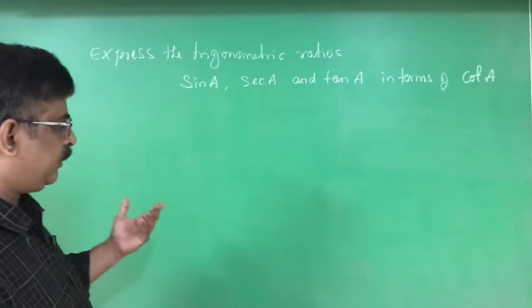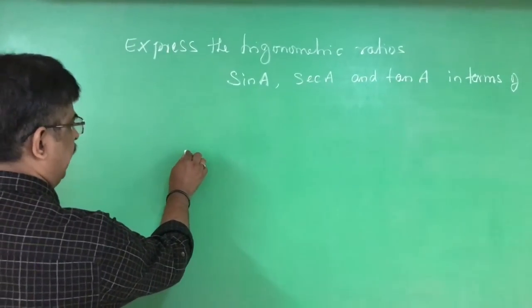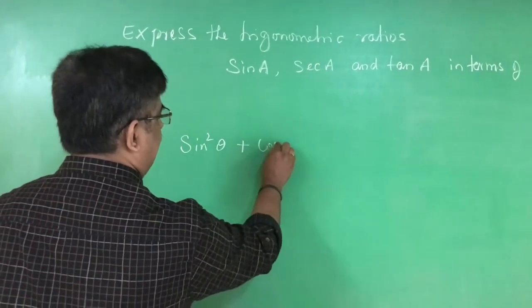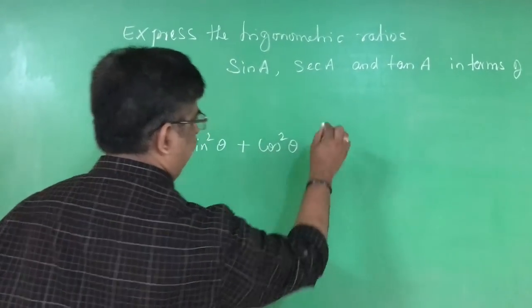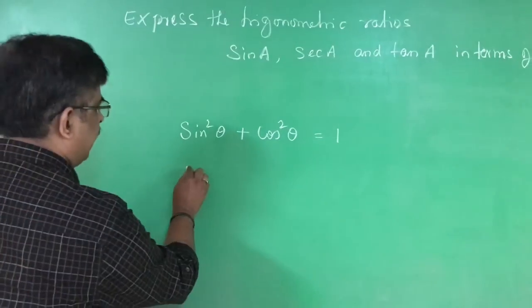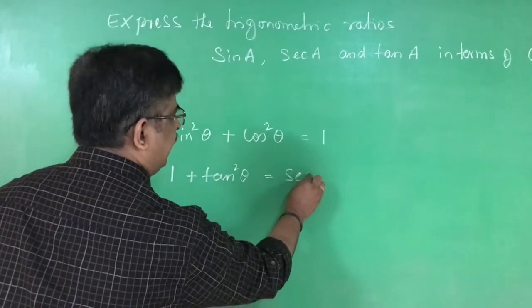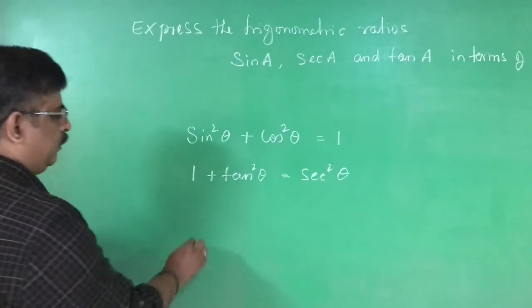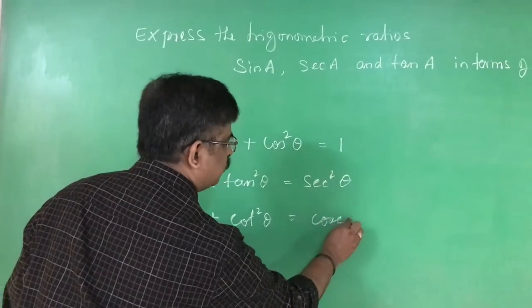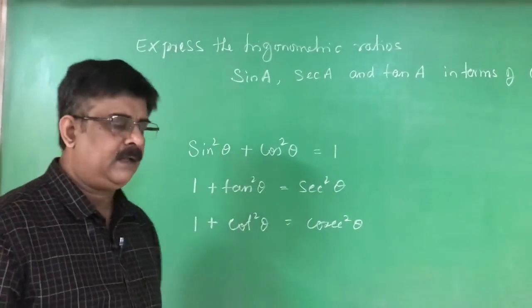The identities I derived in the last class are: the first trigonometrical identity is sine square theta plus cos square theta is equal to 1. And the second one is 1 plus tan square theta is equal to secant square theta. Third one is 1 plus cot square theta is equal to cosecant square theta. You should not forget this. This is the basics of trigonometry.